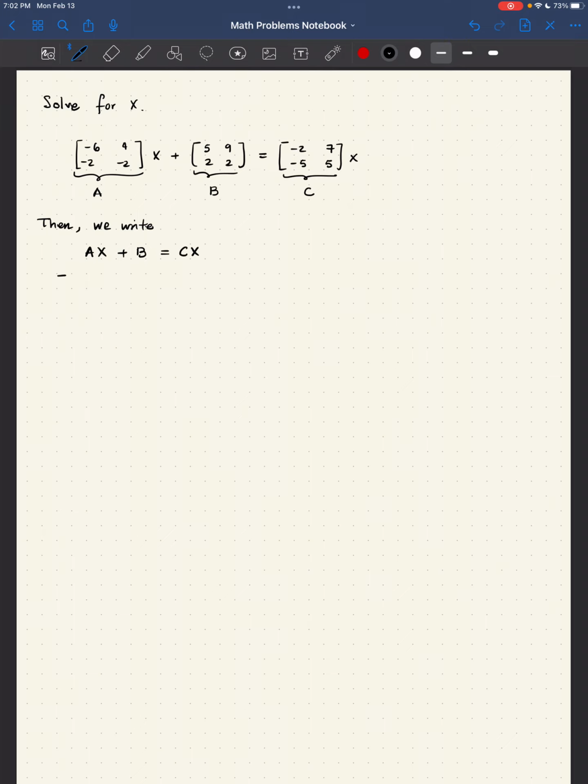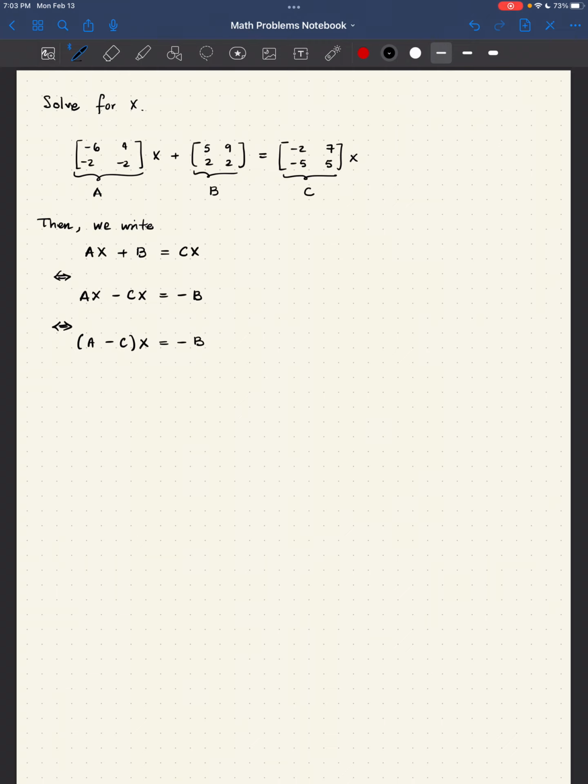From here, I can transform this equation into something of the following form: Ax minus Cx is equal to negative B. Now, matrix multiplication is distributive, so I can write the following as long as I keep the order. So I'm going to write this as A minus C times X, everything on the left. So that would be equal to negative B.